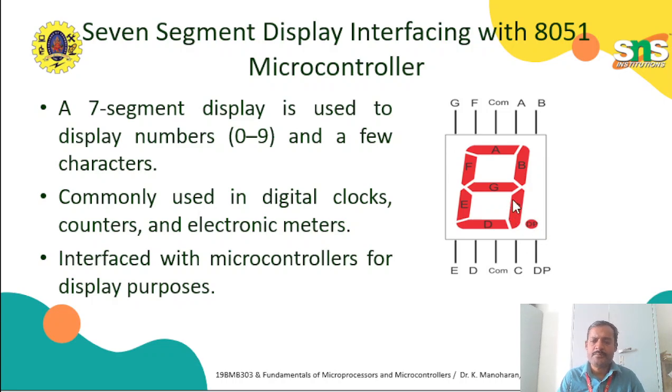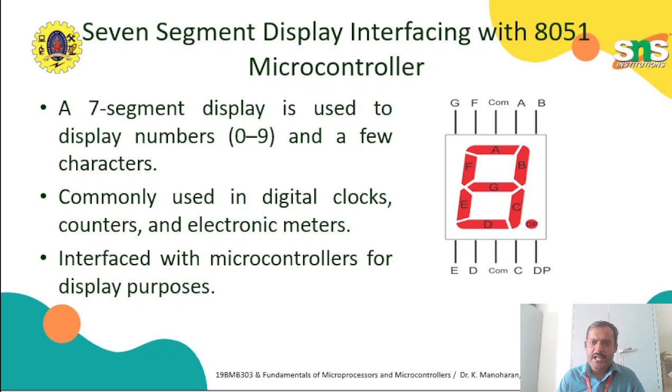This 7-segment display is most useful for displaying the numbers from 0 to 9 and the characters A, B, C, D, F. So only limited characters are possible to display using 7-segment displays. This is used in clocks, counters, electronic meters and display units. It is interfaced with microcontrollers for displaying information.